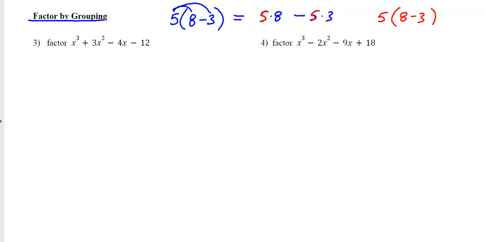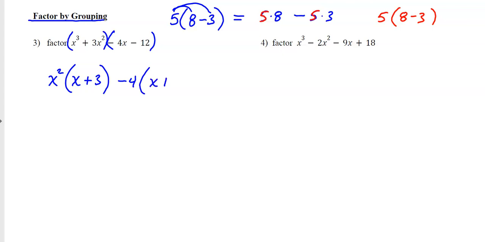So what I'm going to do is group the first 2 terms right here, and then group these second 2 terms, and I'm going to pull out a GCF from them. So in the first one, I'm going to pull out an x squared, which is the biggest I could pull out. And I would have x plus 3. Well, then over here on the right-hand side, I could pull a negative 4 out of there.